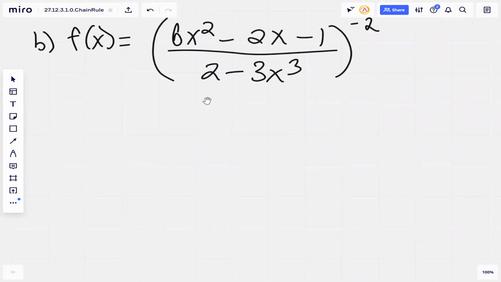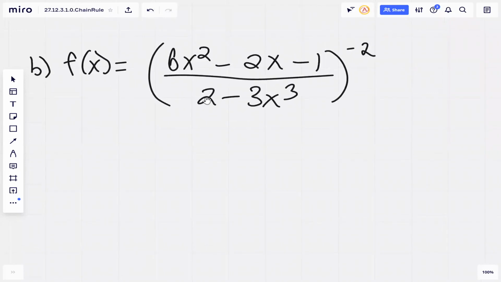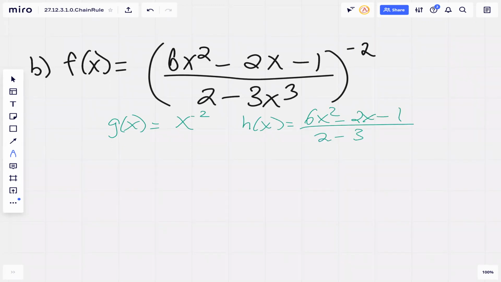Next one. So b, f at x equals 6x squared minus 2x minus 1 all over 2 minus 3x cubed, and all of that is raised to the power negative 2. Okay, so again, we can quickly write out our functions. So g of x equals x raised to the power negative 2, h of x is our quotient, 6x squared minus 2x minus 1 over 2 minus 3x cubed. Okay, so now let's find our derivative.